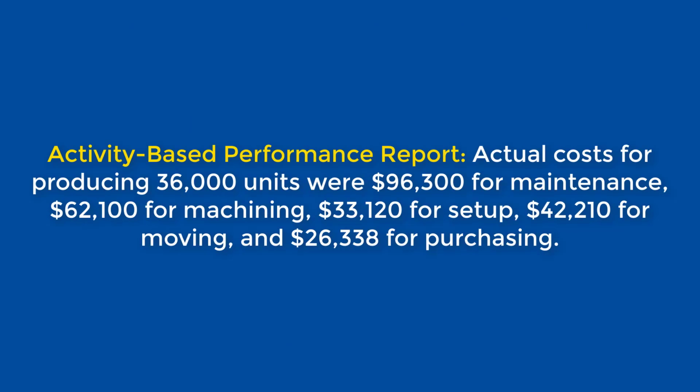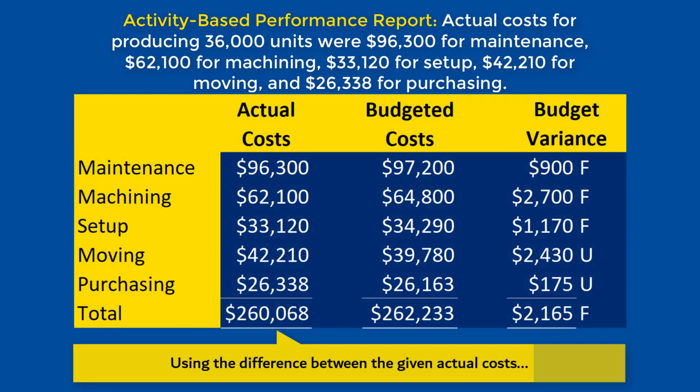At this point, managers can perform an activity-based performance analysis. If the following actual costs were incurred while producing 36,000 units, managers would create this performance report to evaluate the variance.